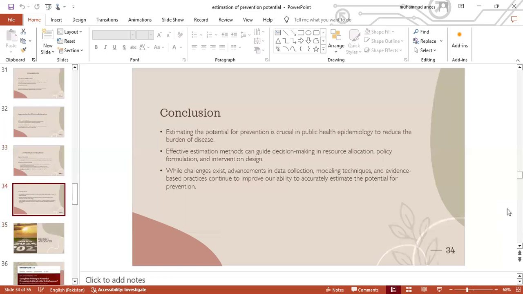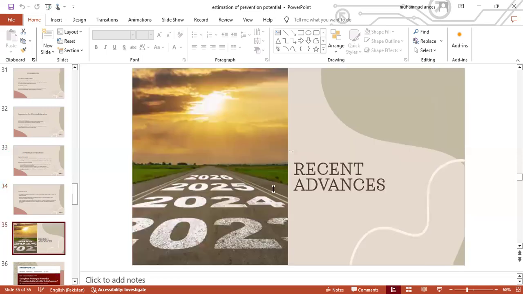Conclusion. Estimating the potential for prevention is crucial in public health as it reduces the burden of disease. Effective estimation methods can guide decision making in resource allocation, policy formulation, and intervention design. While challenges exist, advancements in data collection, modeling techniques, and evidence-based practices continue to improve our ability to accurately estimate the potential for prevention. Recent advances.